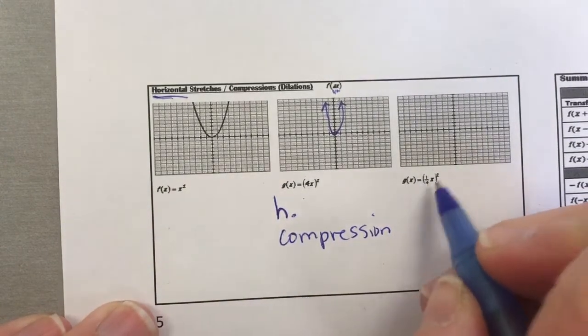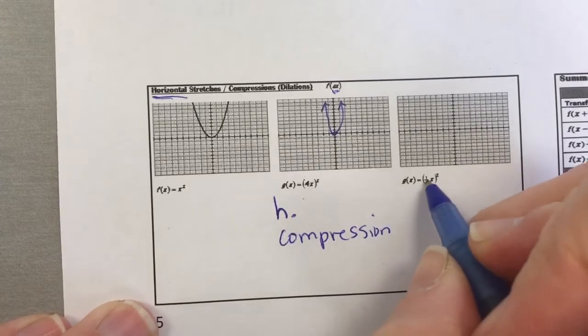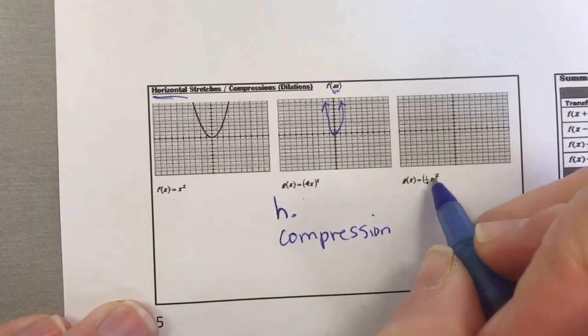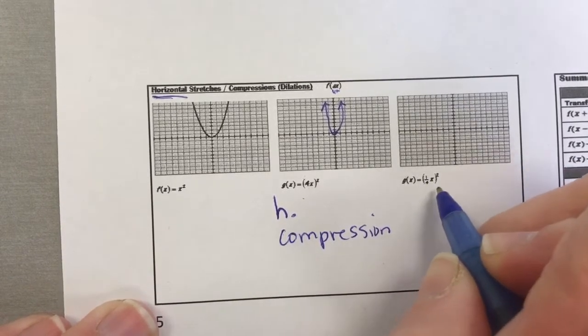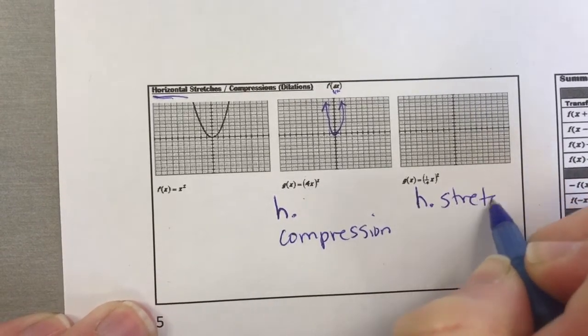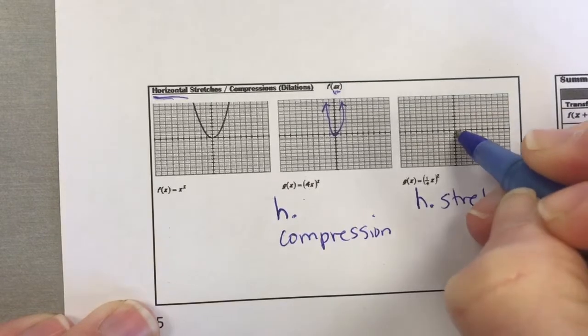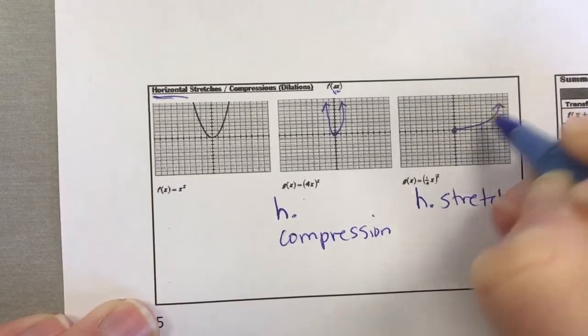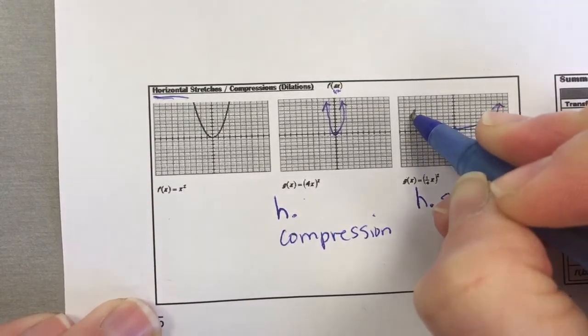Here, you're multiplying your x values by 1/4. Again, 1/4 is less than 1, which if it was on the outside would be a compression, but since it's on the inside, it does the opposite. It is a horizontal stretch, and it does the opposite. It makes it wider.